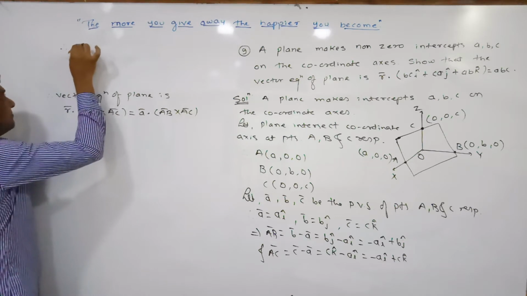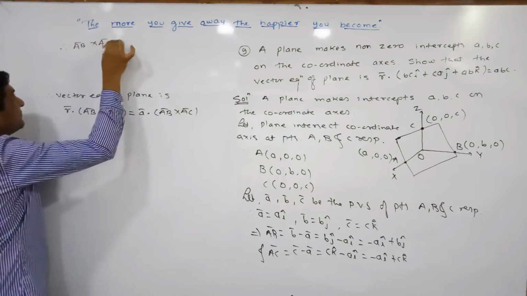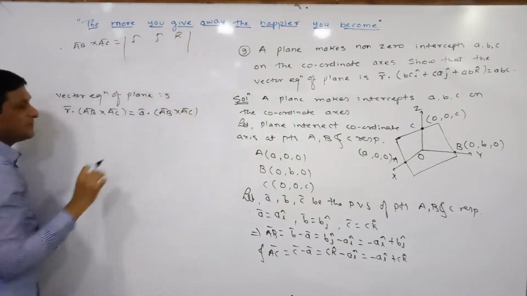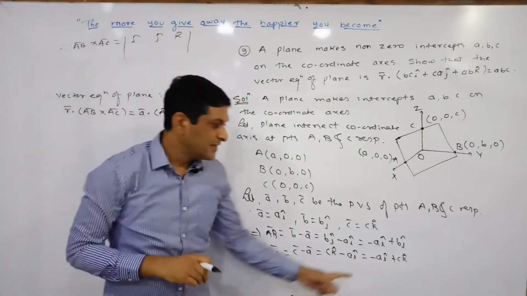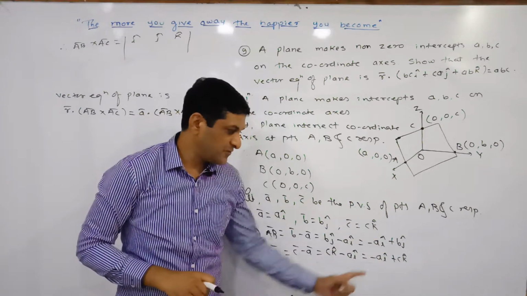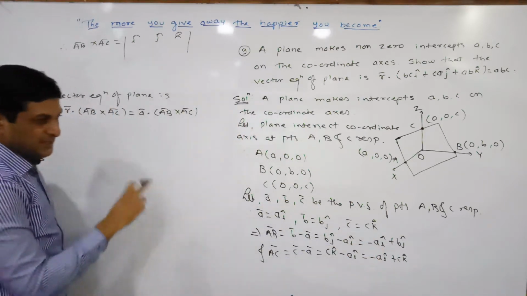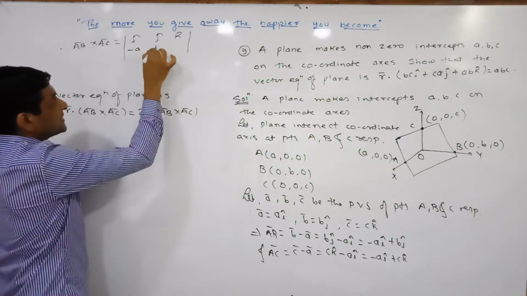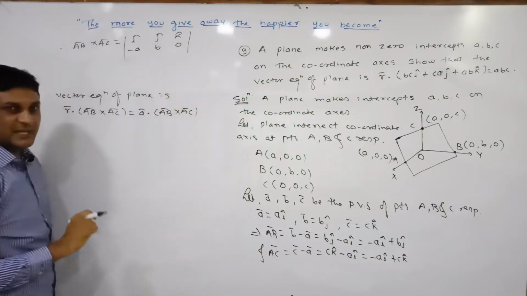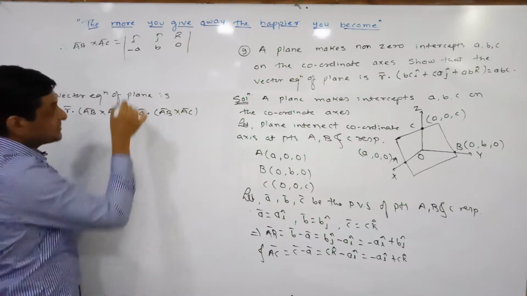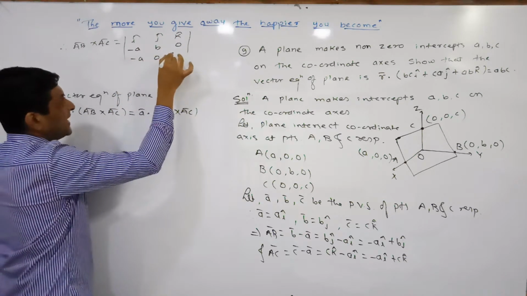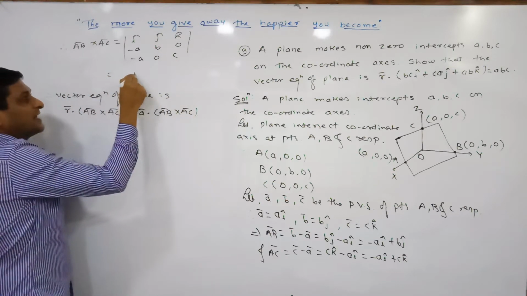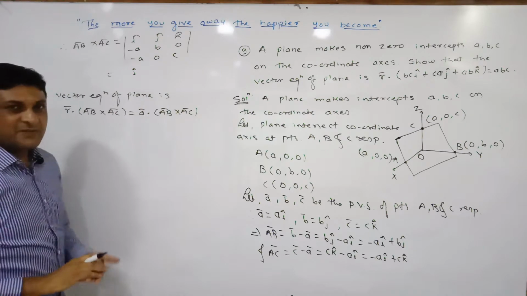So AB bar cross AC bar will be equal to, we know that the cross product can be found using a determinant if vectors are in Cartesian form. As it stands, these vectors are in Cartesian form. So what is the value of AB bar here? Minus A i cap means here write down minus A, then plus B j cap means B, and the coefficient of k cap is 0. In the next case, minus A, 0 and C are the coefficients of i cap, j cap, k cap.